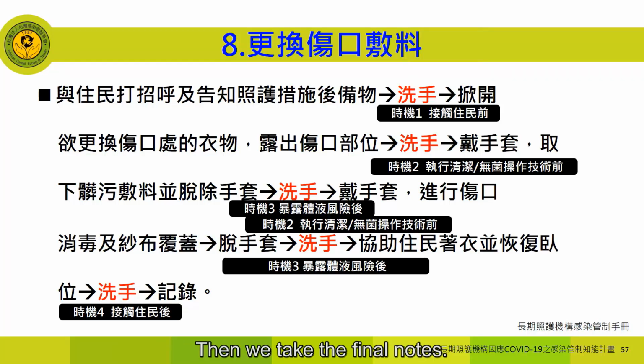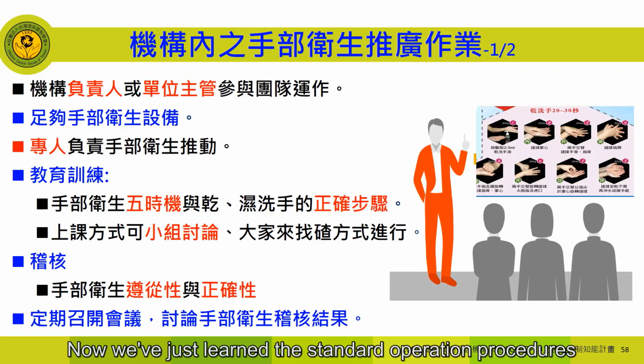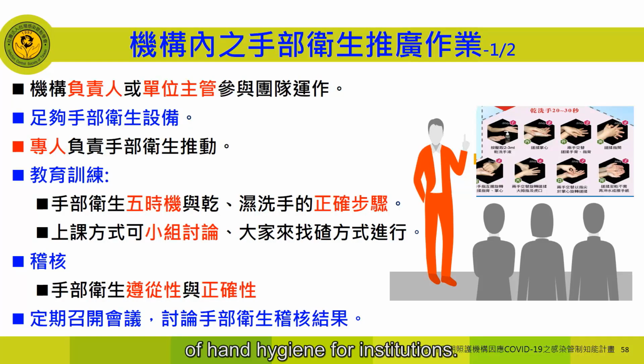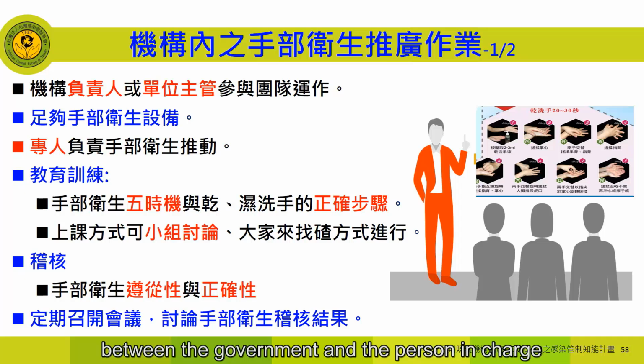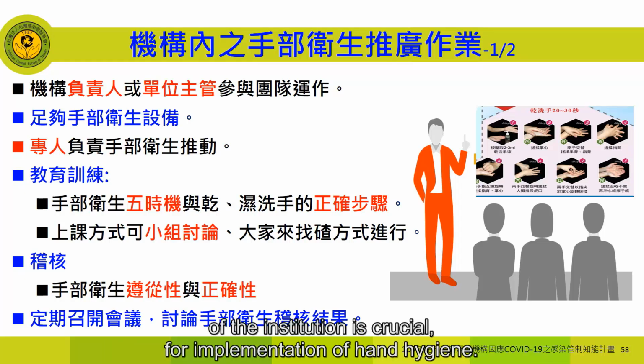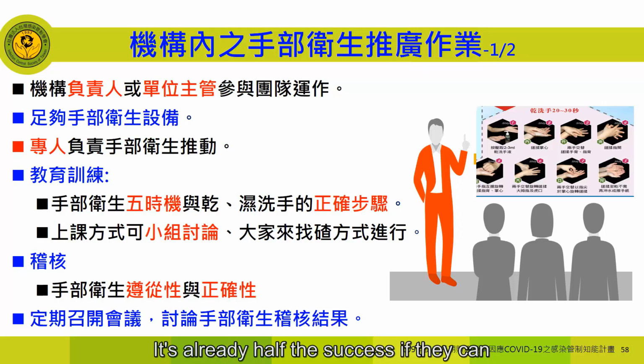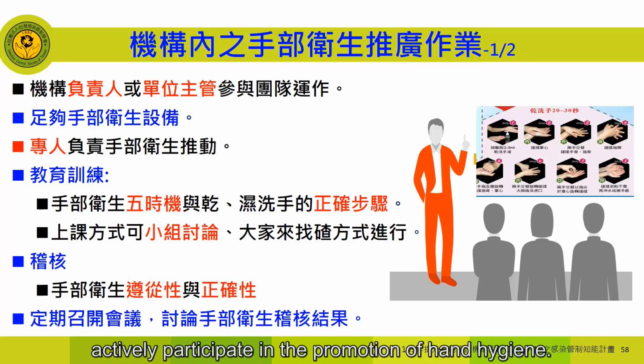Then we take the final notes. Now we've just learned the standard operation procedures of hand hygiene in the institutions. We can see that teamwork as well as cooperation between the government and the person in charge of the institution is crucial for implementation of hand hygiene. It's already half the success if they can actively participate in the promotion of hand hygiene.